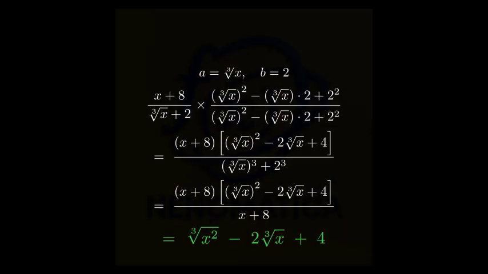Now x plus 8 cancels, leaving only the neat expression, cube root of x squared, minus 2 times cube root of x plus 4.